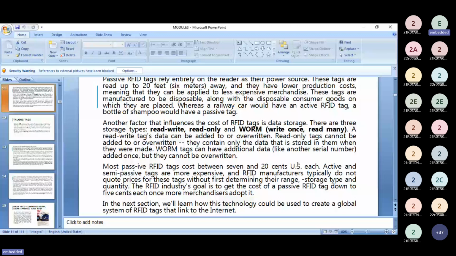Another factor that influences the cost of RFID tags is data storage. There are three storage types: read write, read only, and write once, read many. In read write tags, data can be added to or overwritten. Read only tags cannot be added to or overwritten. They contain only the data that was stored in them when they were made. Write once, read many tags have additional data, like another serial number, added once, but they cannot be rewritten.